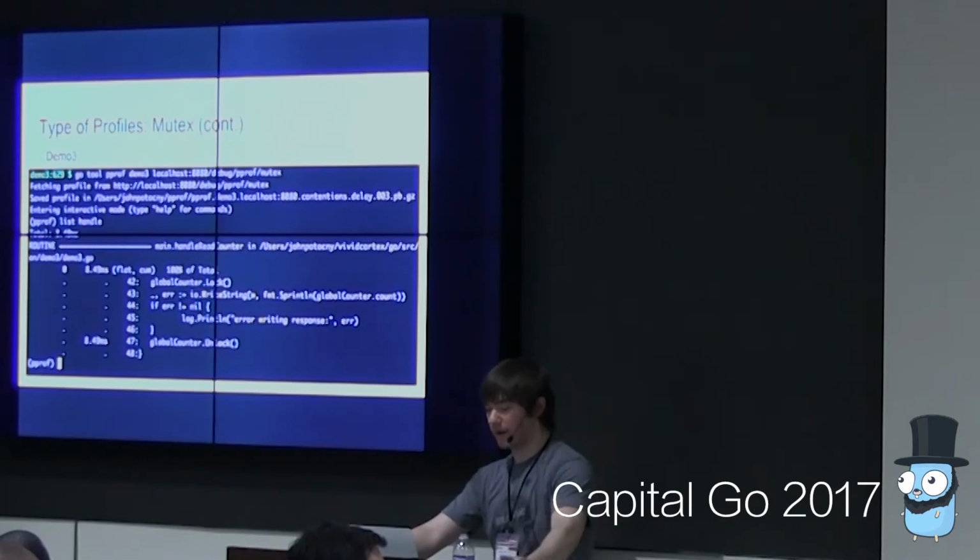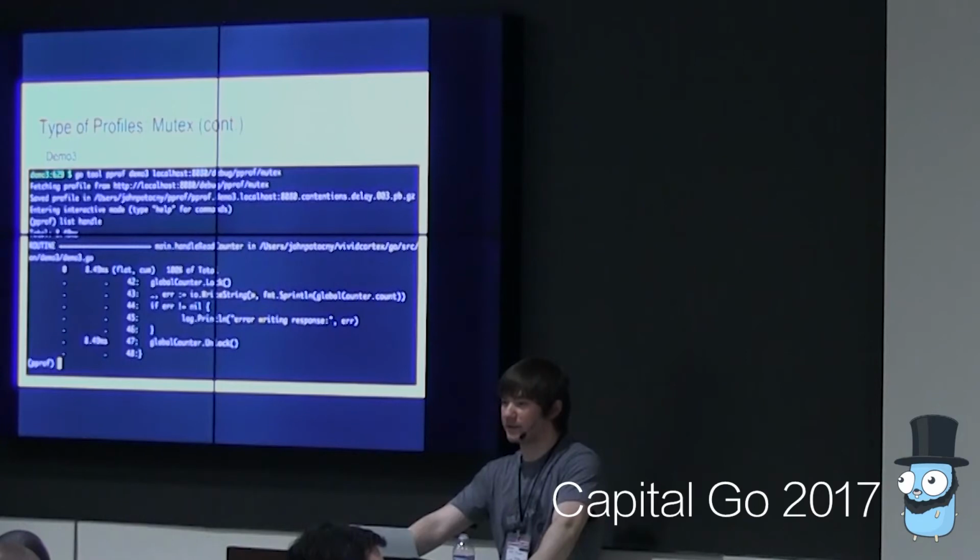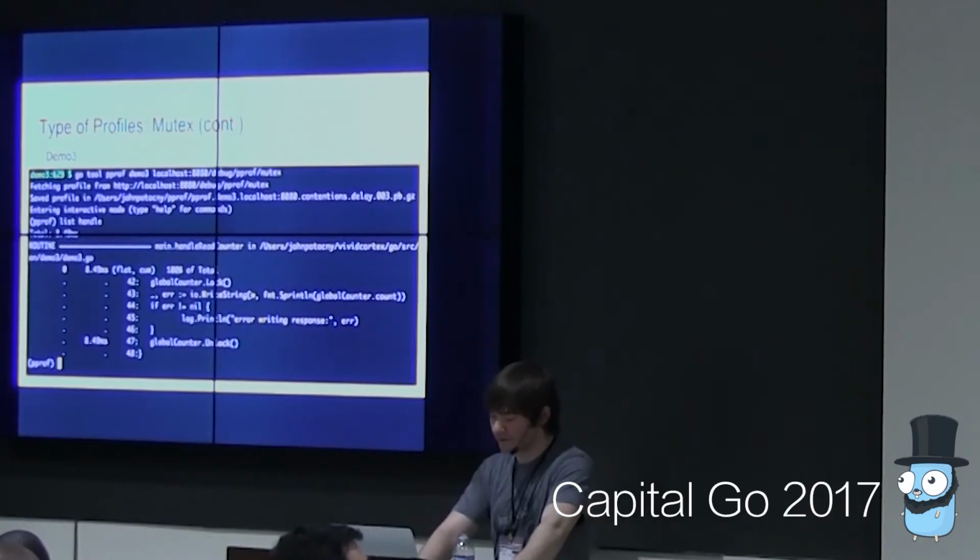So I can see here, if you want to speed things up, I can read the global counter.count and then do the IO.rate string outside of that. That'll give me some more scalability.